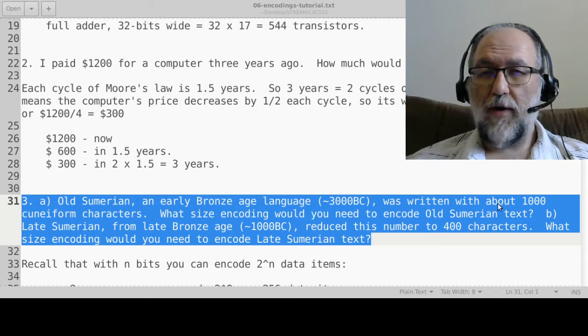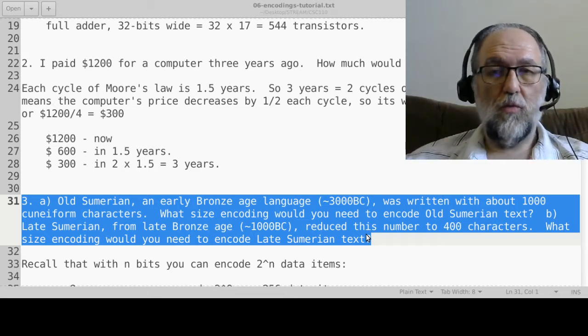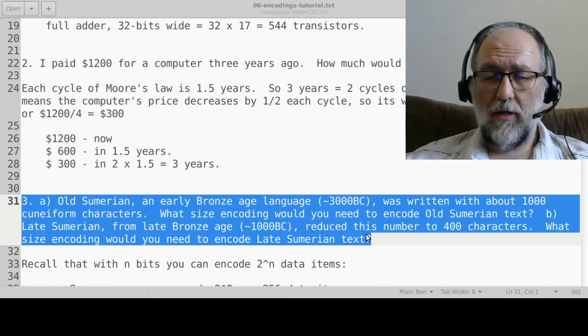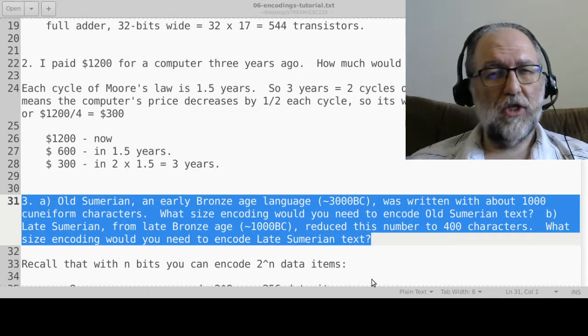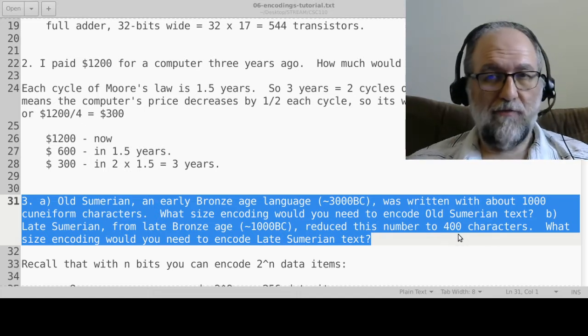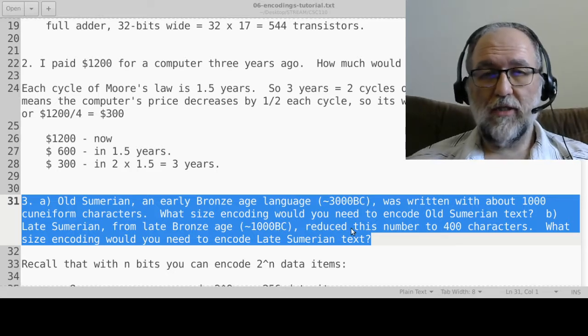So basically you have 1,000 different characters, and I'm asking you how many bits would you need per character in order to encode 1,000 characters? Then part B is late Sumerian. This is from the late Bronze Age, about 1000 BC, which reduced the number to about 400 characters. So you went from 1,000 characters down to 400 characters. What size encoding would you need to encode late Sumerian?